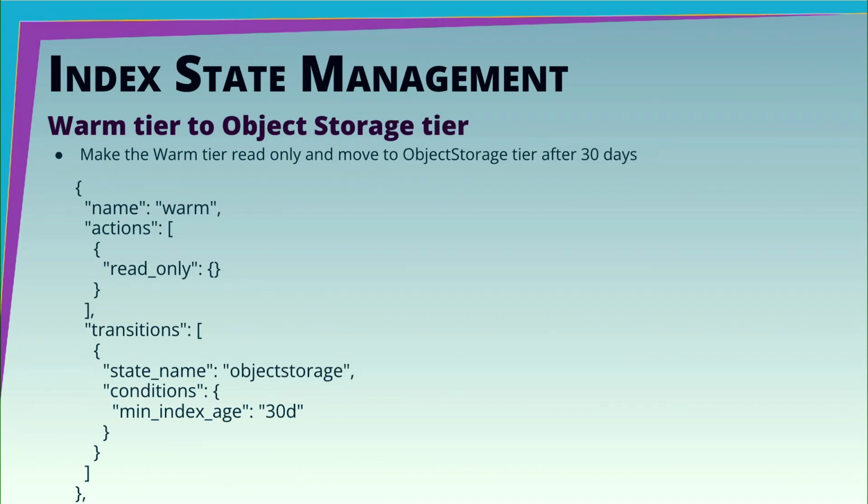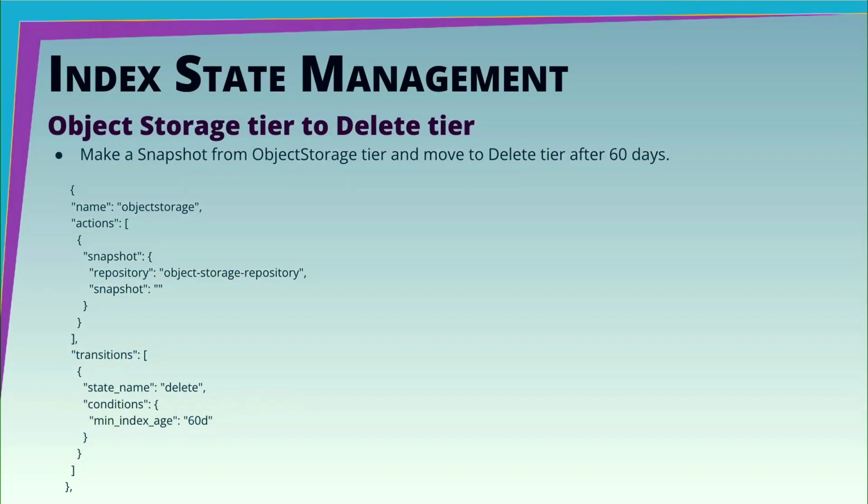And then once it's in the warm tier, we wrote an action so that it's read only, because we don't want it to write any new data. So the action we chose was read only. And then after 30 days in this stage, we want to move it to the object storage stage. So we have a condition in the transition. After the index is 30 days old, we'll then transition from the warm to the object storage tier.